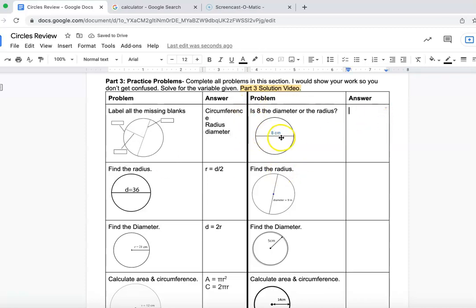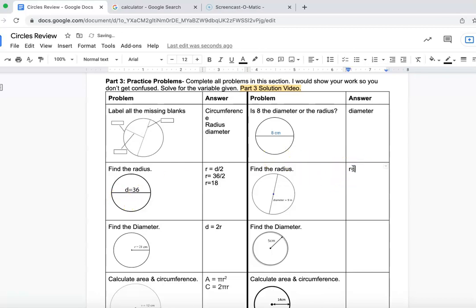So right here it asks, is 8 the diameter or the radius? Well, it's the entire distance across, so it's the diameter. And now we're going to do some practice problems where you have to find the radius given the diameter. We can use the formula, the radius, r, equals the diameter divided by 2. It equals the diameter, which they give us here, 36, divided by 2. And so the radius equals 18.